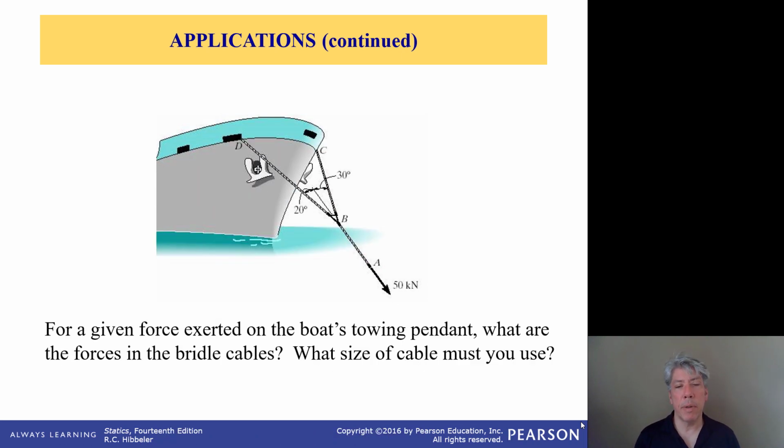Another application might be the bridle portion of the cable used to tow a boat. So you see a bridle there, A, B, BC, BD. It's really BC, BD that is the bridle portion. And the amount of towing force, the 50 kilonewtons, will be spread out between BC and BD.